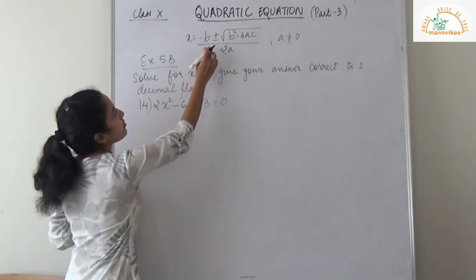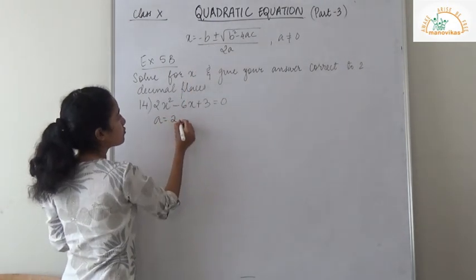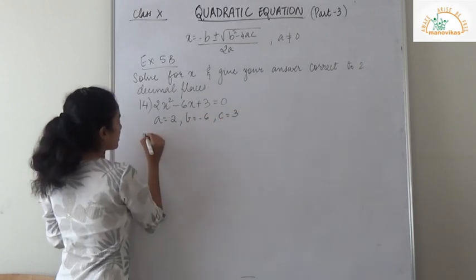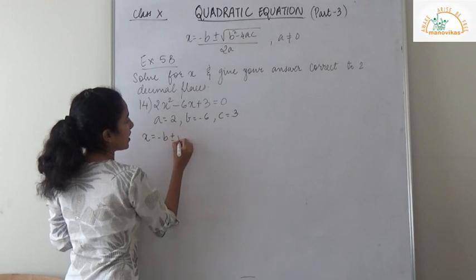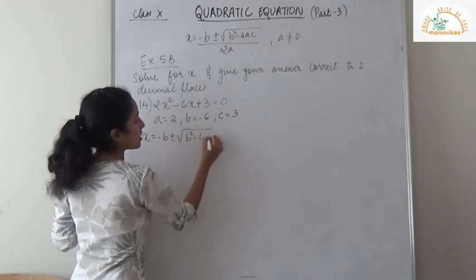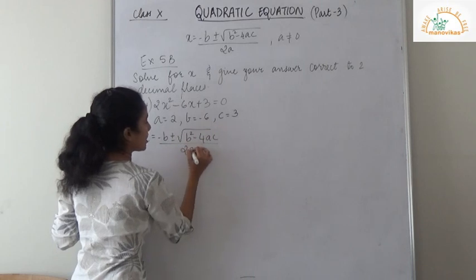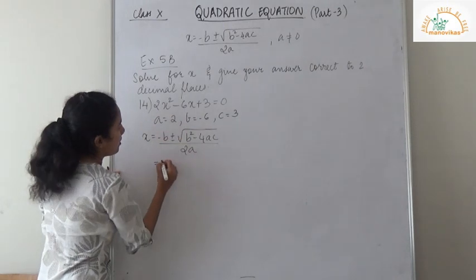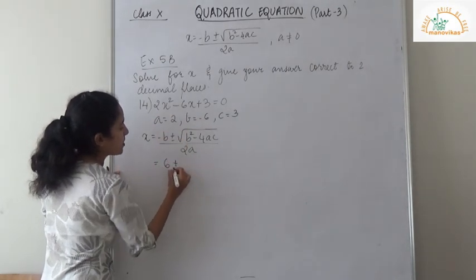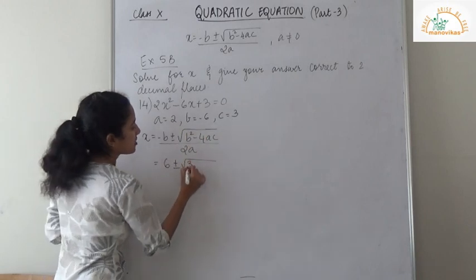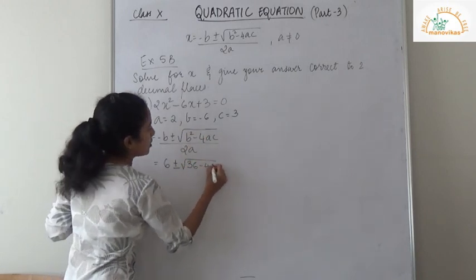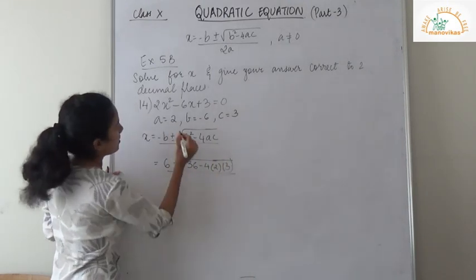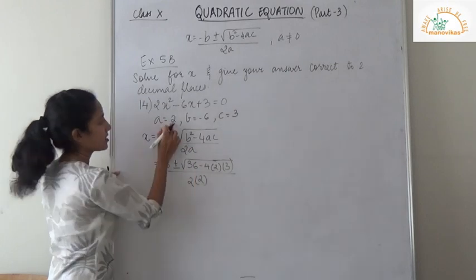Now the first case is you use the quadratic formula. So you have a is equal to 2, b is minus 6 and c is equal to 3. Therefore x is equal to minus b plus or minus square root of b squared minus 4ac divided by 2a. Do not forget to write x equal to. So this will be equal to minus into minus will be plus 6 plus or minus square root of 36 minus 4 into 2 into 3 divided by 2 into 2.